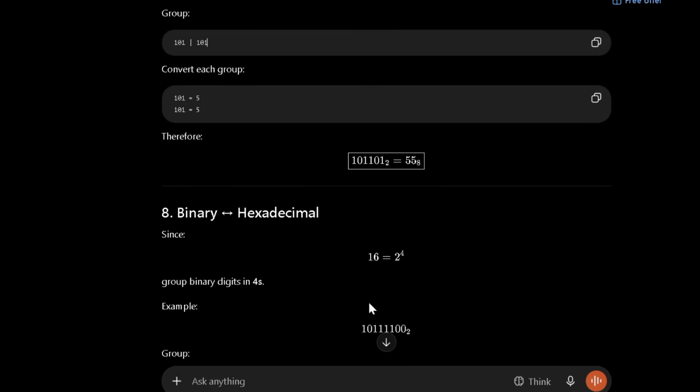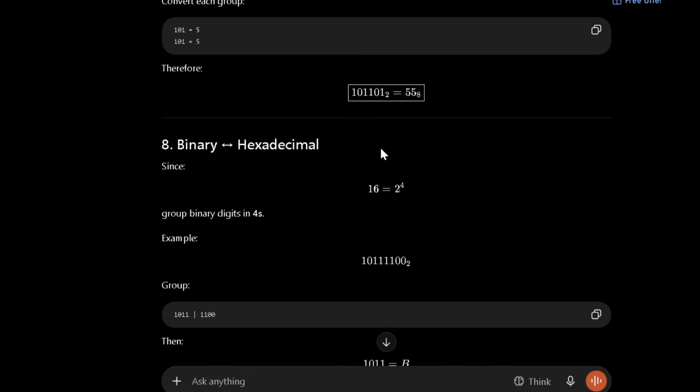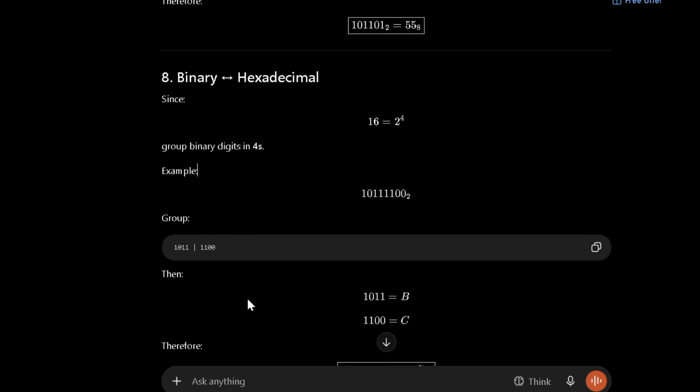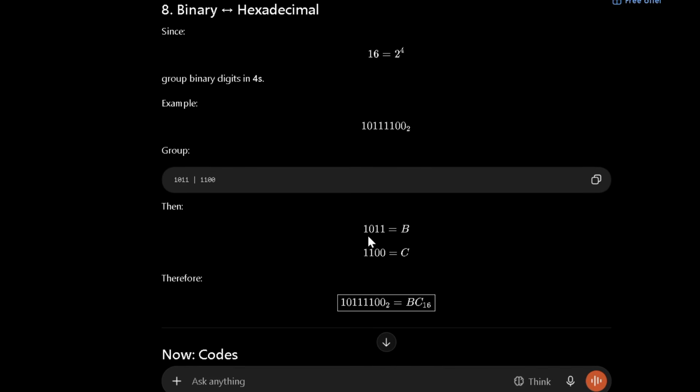Binary conversion to hexadecimal. Since 16 equals 2 power 4, group binary digits in sets of 4. Here we converted in 4-digit sets. 2 power 4 is 16. The same way we did this. We got the 1011 value: 8 plus 2 plus 1 is 11, and the 11 value is B in hexadecimal. So binary is converted to hexadecimal.